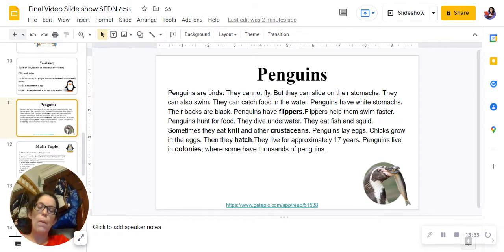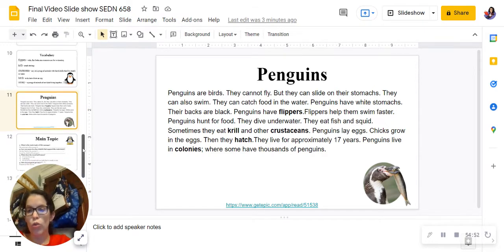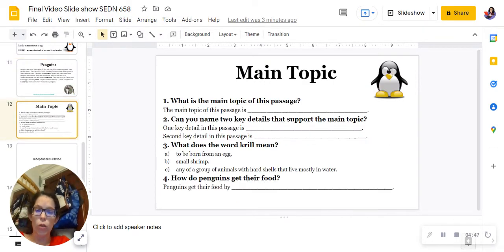I would have myself read it once, then maybe I would have another student who is really strong fluently in reading the story, and that would help Corey also hear another student who is a fluent reader read the story besides myself. And then we would talk about those key vocabulary words that we talked about before reading the passage. And then we would go right into filling out the worksheet together. And we would talk about how to find the main topic, as well as find the two key details in the story, as well as find what the meaning of the word is.